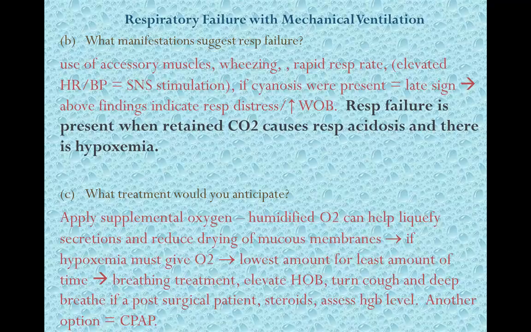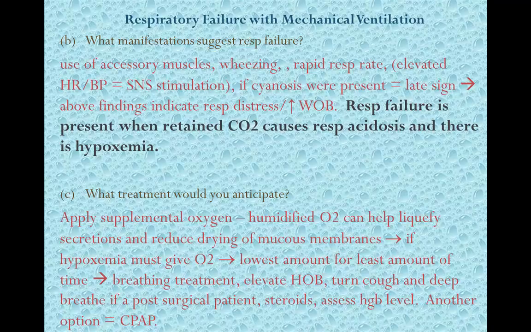Respiratory failure is really defined when the respiratory system cannot do what it is tasked to do, which is ensure that the pH falls within a normal range, that the patient has oxygen, and that the patient is able to blow off CO2. Because everything within this blood gas indicates that the respiratory system is doing none of those three things, this is what defines respiratory failure. So respiratory failure is present when retained CO2 causes a respiratory acidosis and there is hypoxemia.